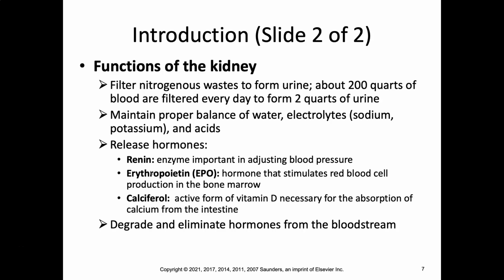What are the functions of the kidney? The kidney has 4 main functions, and we'll talk about them again. But it's to filter nitrogenous waste to form urine. About 200 quarts of blood are filtered every day just to form 2 quarts of urine. That's a lot of blood that's being filtered. So your kidneys are a very hard-working organ of your body. They maintain the proper balance of water, electrolytes, and acids.